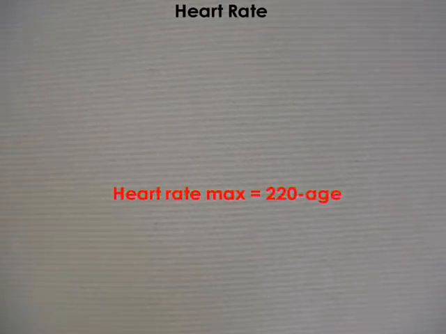Maximal heart rate, or HR max values, are frequently estimated based on the subject's age according to the formula heart rate max equals 220 minus age. It should be noted that this formula provides only a very rough estimate of maximum heart rate.